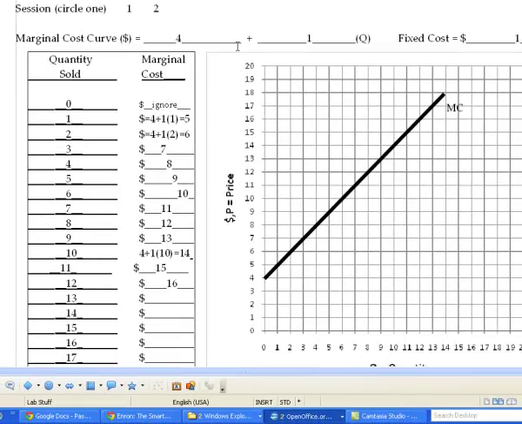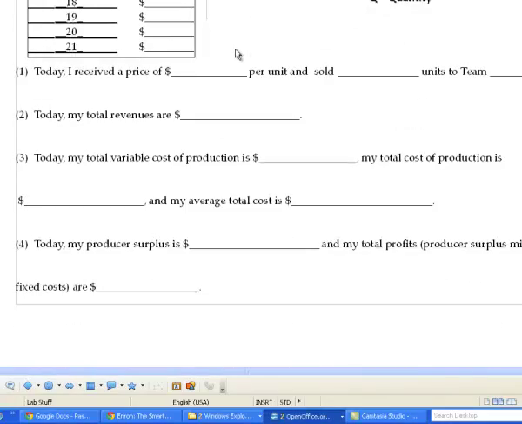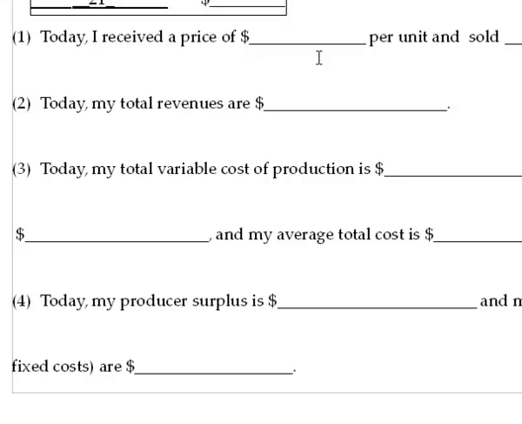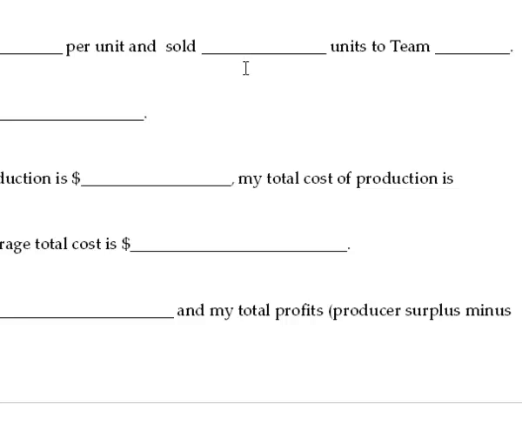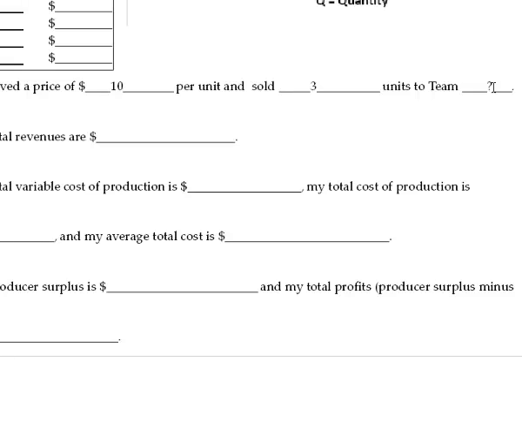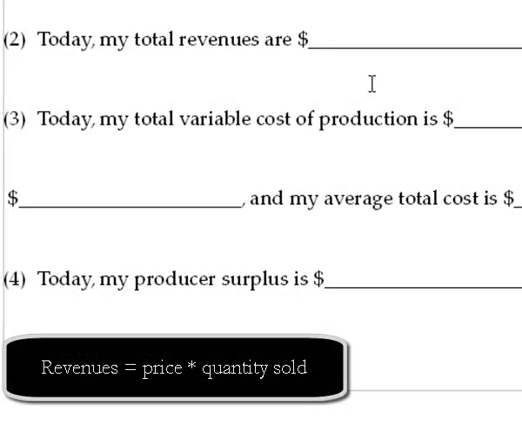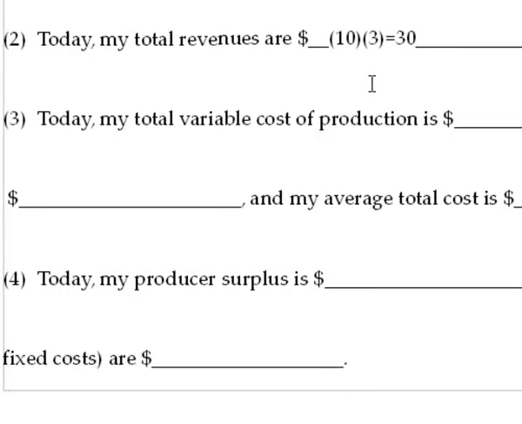And now that we have completed our transaction, we're going to start filling out the sheet. And let's look at number 1. 1 says, today I received a price of $10 per unit and sold 3 units to team so-and-so. Normally you'll put in who you actually sold to. Right now it doesn't really matter. And so your revenues here are simply going to be $10 per unit times 3 units equals $30. Those are your revenues. Price times quantity.